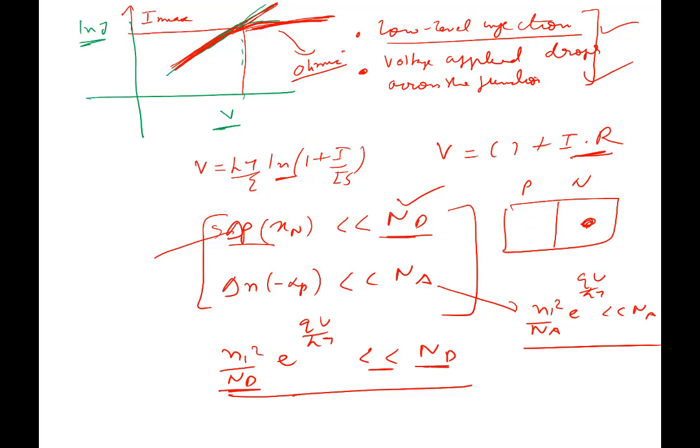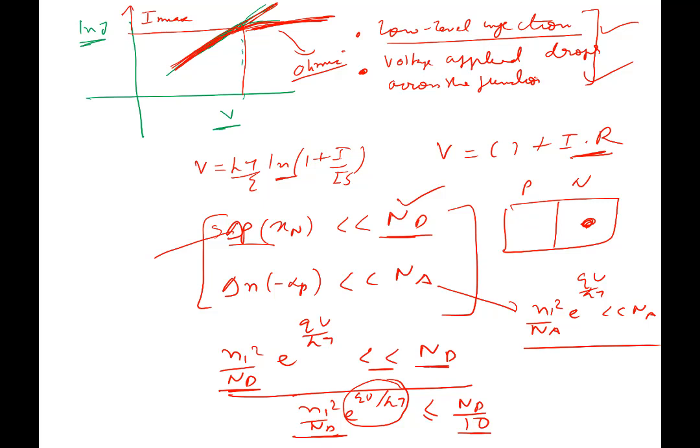So we'll say when Ni square over Nd e to the power qv over kt becomes Nd by 10, let's say, then you will start getting violation of that particular condition. So you have Ni square over Nd e to the power qv over kt less than or equal to Nd by 10. From this equation you will get e to the power qv by kt. At what voltage does this happen?